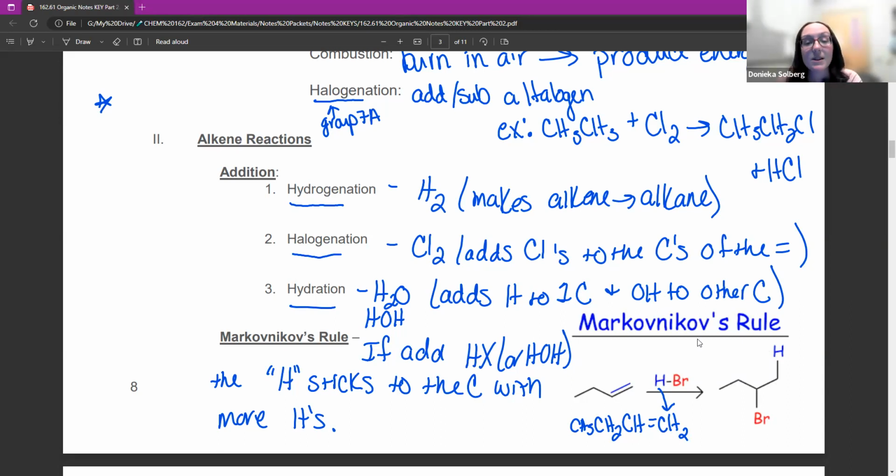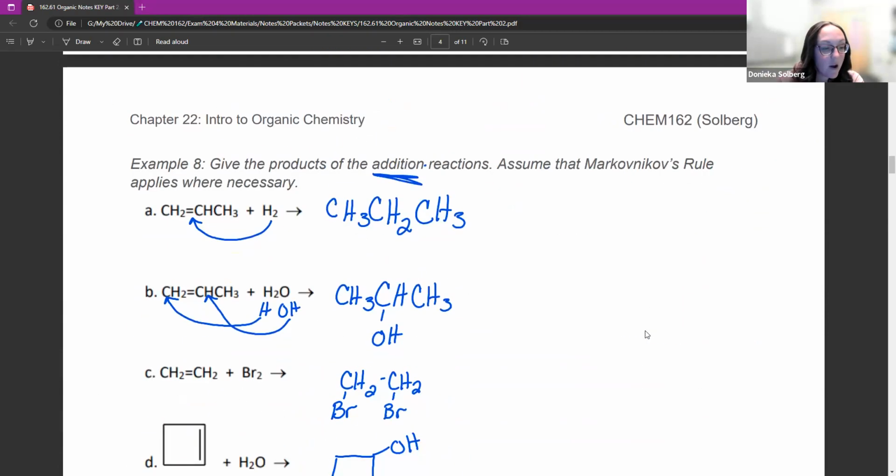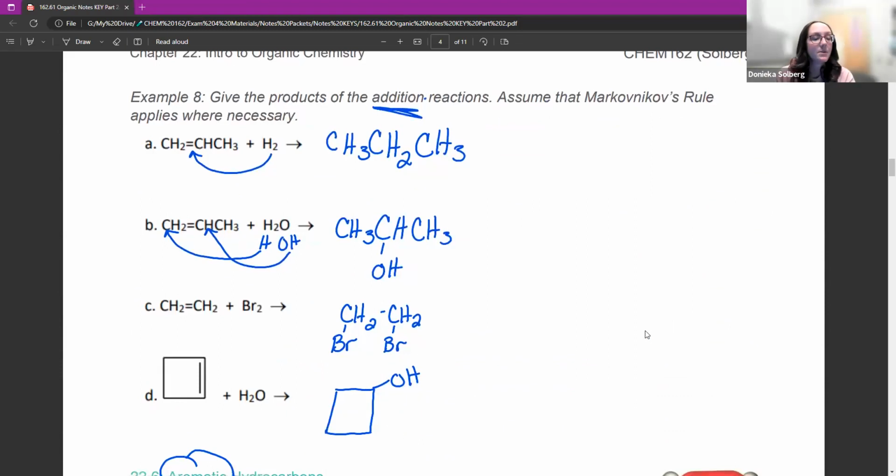Anytime you're adding something to an alkene, it's going to add on to where that double bond was. It's going to break that double bond and add those things on. Markovnikov's rule tells you what goes where. Okay, so some practice. Example number 8. Give the products of the addition reaction. So these are called addition. I am adding something on. Assume that Markovnikov's rule applies where necessary.